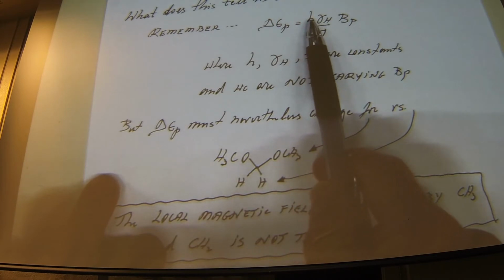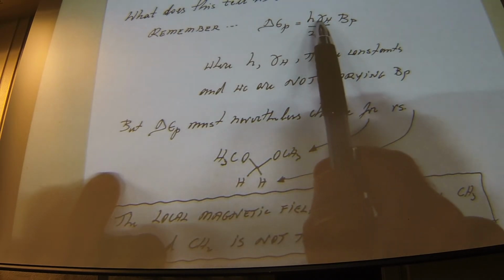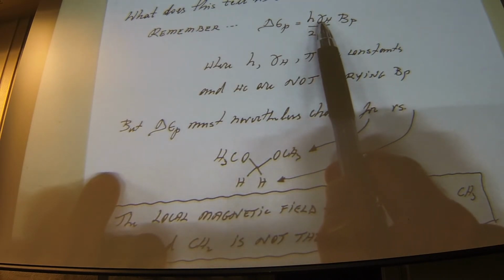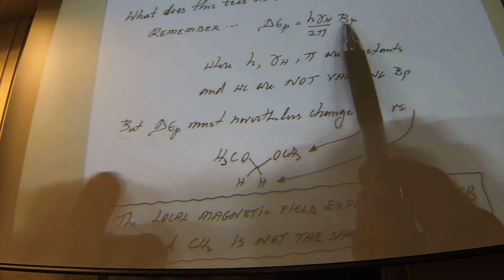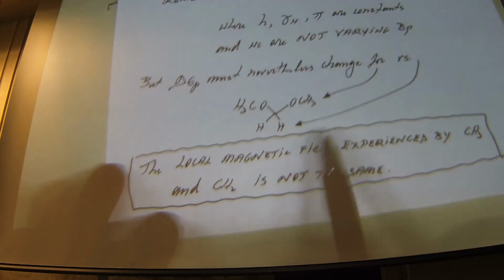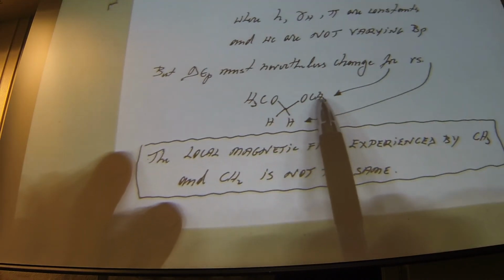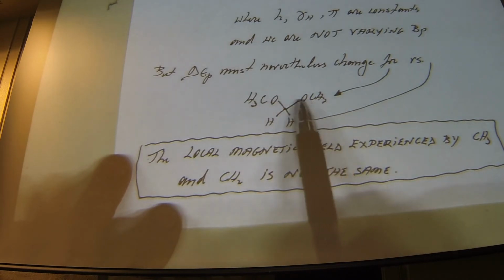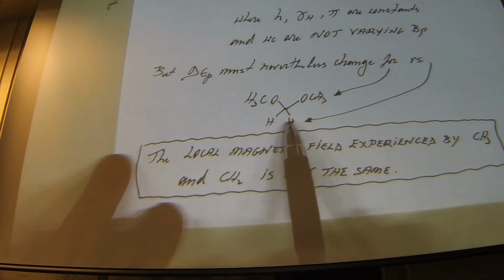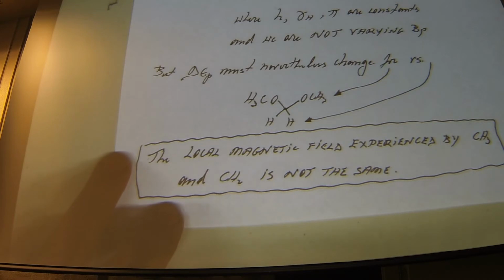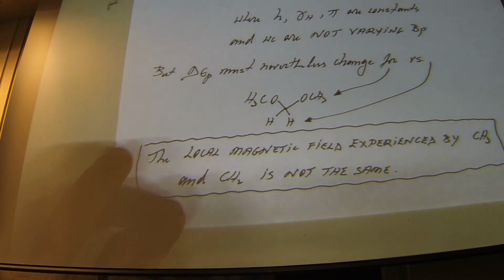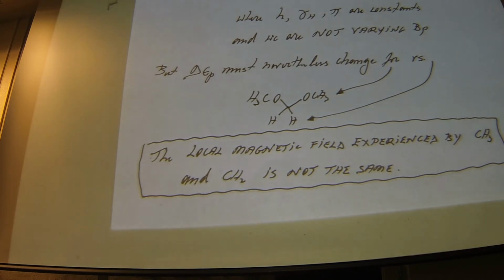We can't vary Planck's constant, we can't vary pi, gamma is given to us by nature. The field is given to us by the spectrometer. And so what varies, however, is the local field. What that means is that the magnetic field that these methyl groups experience cannot be the same as the magnetic field that those CH2 groups experience. Why can I say that? Well, because if it was, I wouldn't see the two peaks. I'd see one peak, but I see two.